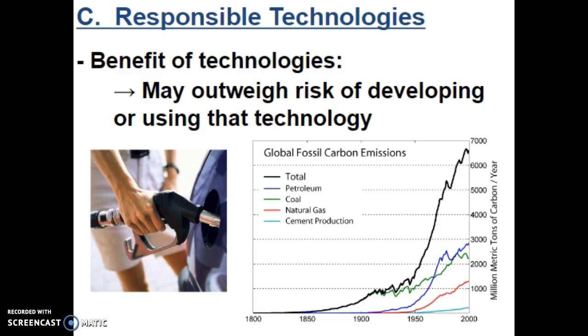We always have this idea that technology is good and all technologies are good and our lives will benefit from that. The benefit of technologies in some cases may outweigh the risk of developing or using that technology. You know, when Henry Ford started to put the first Model A's on the road, never did he realize that, hundreds of years later, we would have this problem of carbon emissions from the fossil fuels that are needed to run those automobiles.